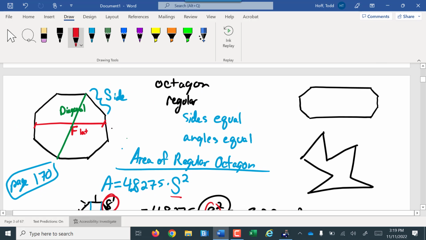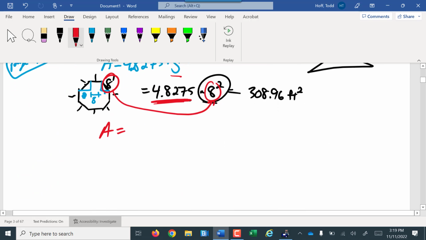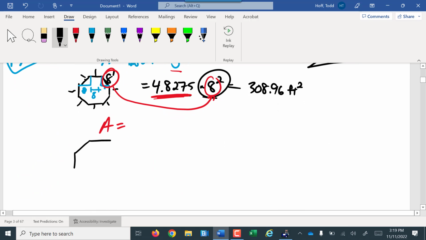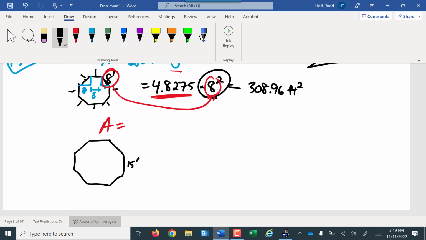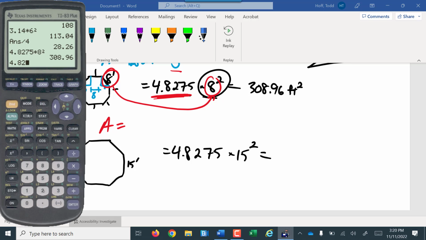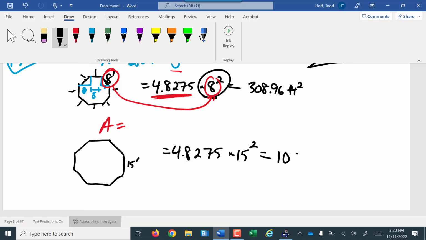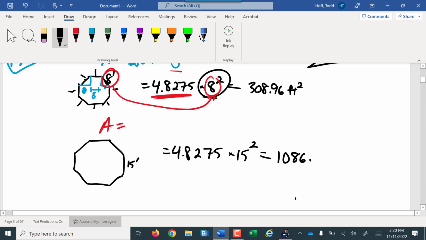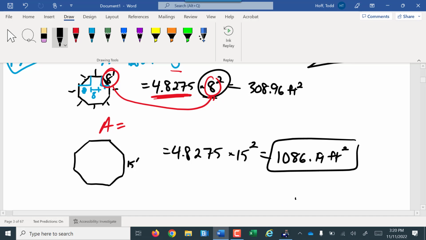So let's do another one. Let's say this is 15 feet on a side. So that area is 4.8275 times 15 squared. The fact that it was 8 and there's 8 sides is a little coincidental. So that'd be 1,086.19 square feet.